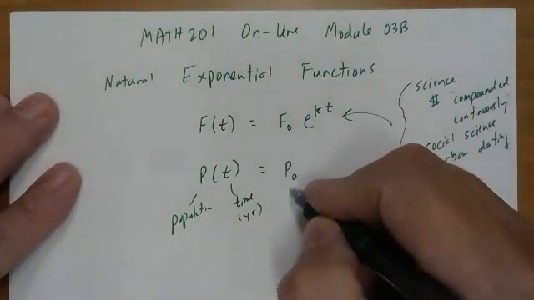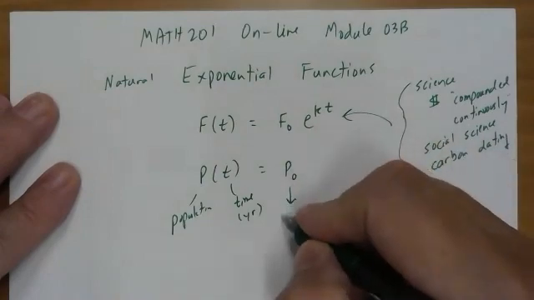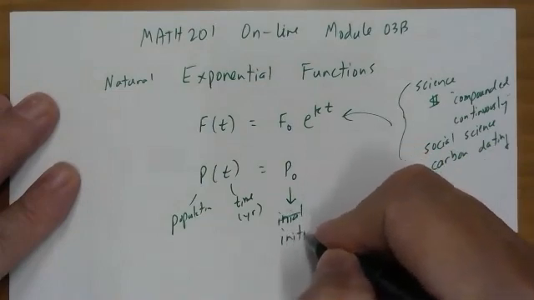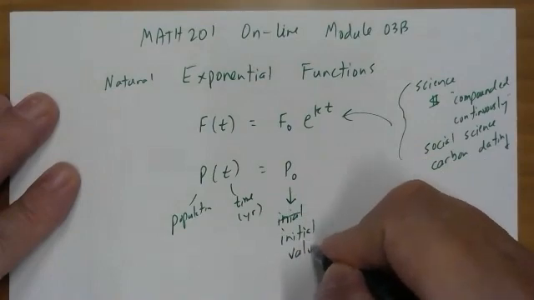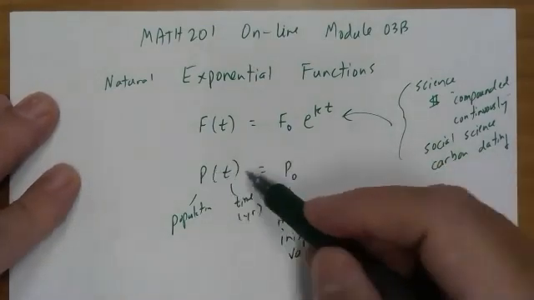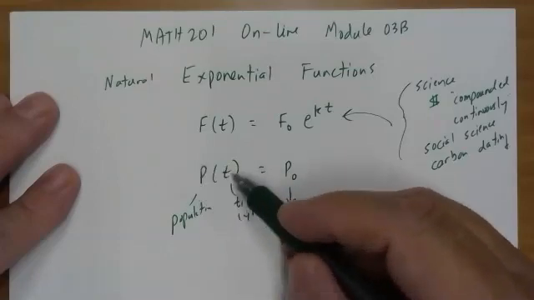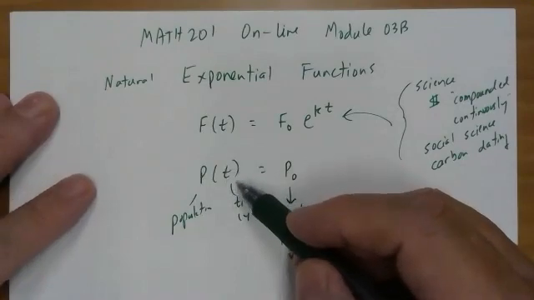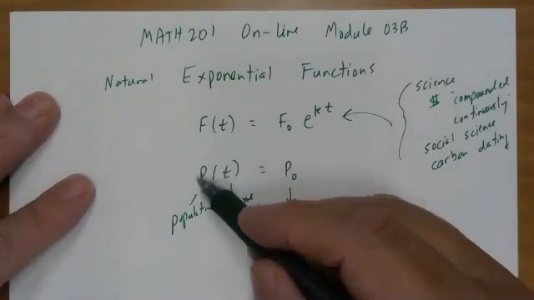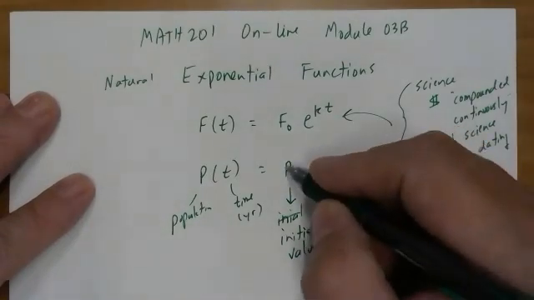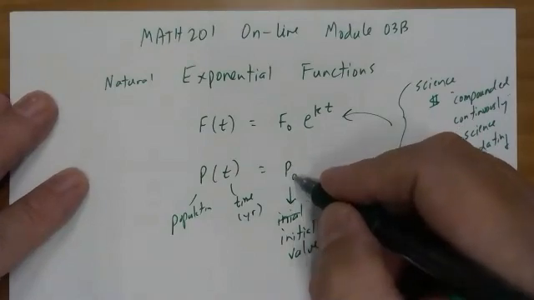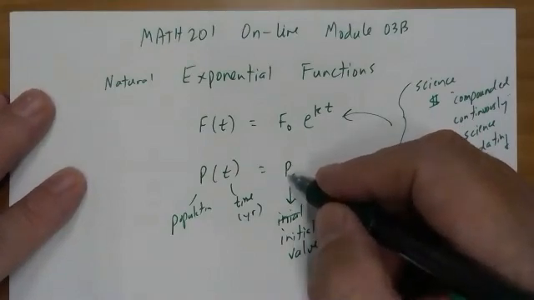But actually what this is, and I'll explain this a little more in a minute, we call this the initial value. So for this problem, we're looking at population. So P of T is the population based upon, we're going to plug in a year here, and that's the population. P naught is the initial value of the population when we start our study.